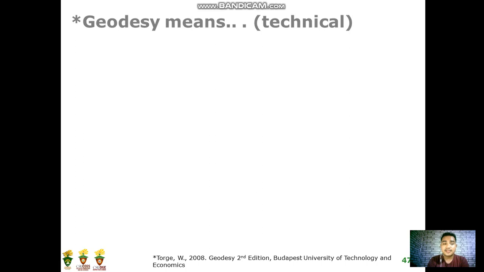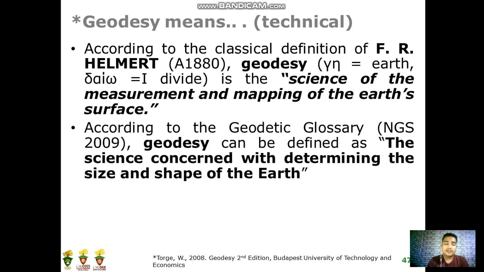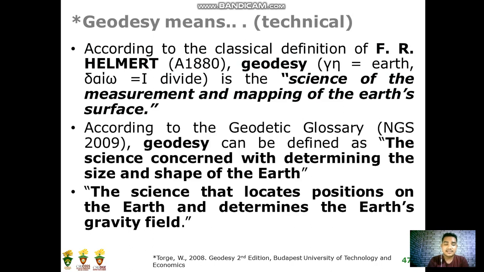So here is the technical definition of geodesy. According to F.R. Helmert, the classical definition of geodesy is the science of the measurement and mapping of the Earth's surface. And also according to the Geodetic Glossary in GS 2009, geodesy can be defined as the science concerned with determining the size and shape of the earth, or the science that locates position on the earth and determines the earth's gravity field.